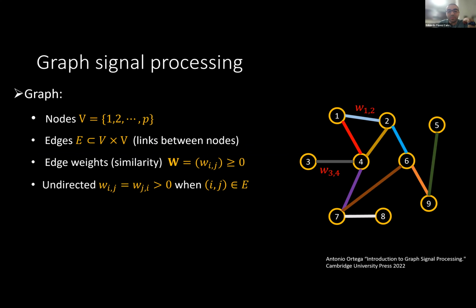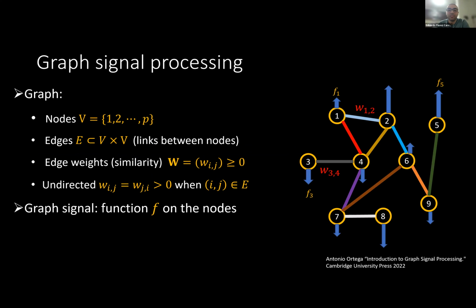A graph signal is a function on the nodes of the graph. Here it is represented by this blue arrow. So for this point cloud case, the graph signal basically will be the color signal, and the graph will be built on top of the geometry.